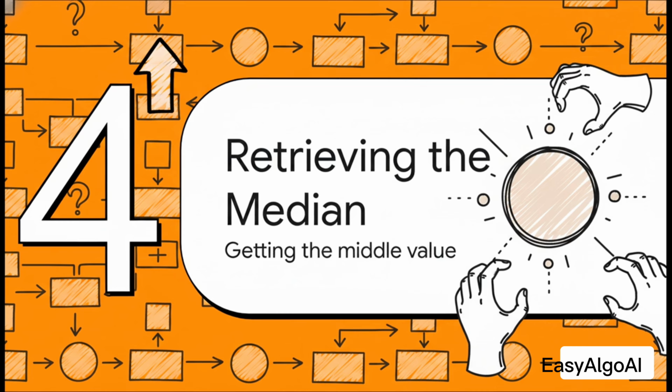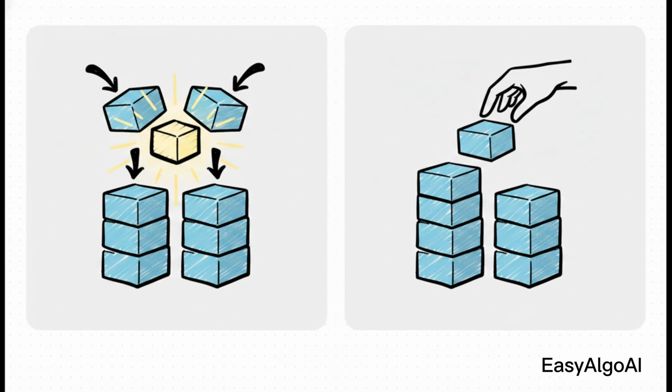Section 4. Retrieving the median. When it comes time to actually grab the median, it all boils down to whether we have an even or odd total number of elements. If the total is even, it means our two heaps are exactly the same size. So we simply pluck the top value from the left heap, grab the top value from the right heap, add them together, and divide by 2.